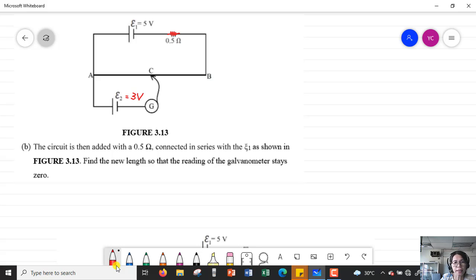But then, since now we add in a 0.5 ohm resistor into the primary circuit, we need to recalculate the new length. The new length means the length A to point C where the jockey is tapped on in order for the galvanometer to stay 0. Mungkin you akan tanya, kenapa wujud new length? Kenapa length tu bukan lagi 60 cm seperti soalan 15A? This is because we have to be cautious.